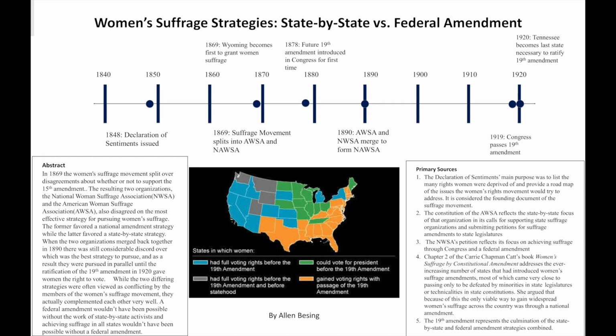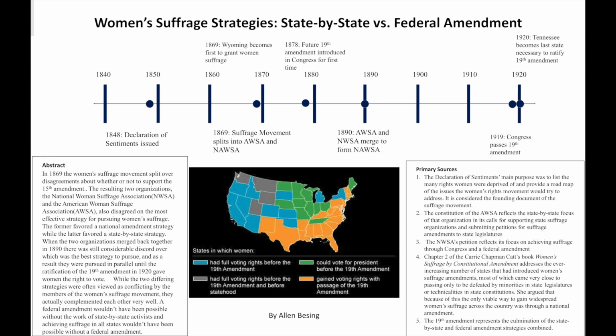The fourth one I used is a very interesting one. It's an extract of Carrie Chapman Catt's book, Women's Suffrage by Constitutional Amendment, and it essentially addresses the major roadblocks the state-by-state campaign was running into. Essentially, they would successfully get suffrage amendments brought before state legislatures, and they would get a majority of the support of state legislatures in many cases.